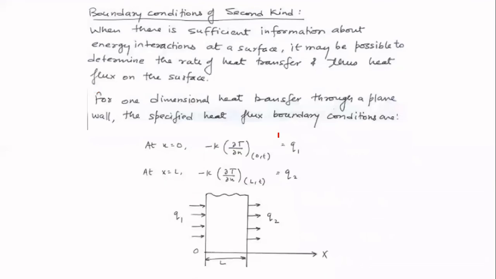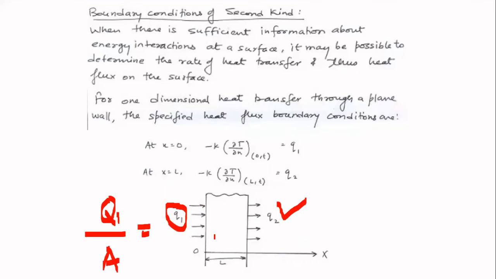We have boundary condition of second kind. It says that the rate of heat transfer through any surface will be known. For example, here we have a wall. On this side, the rate of heat transfer is given. This is the Q1 by A value, which is why I have written small q1. So Q1 by A is equal to small q1. Again, on this side also, the rate at which heat is coming out is known. It is given by small q2.